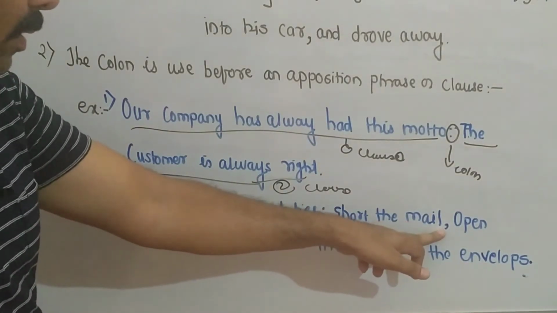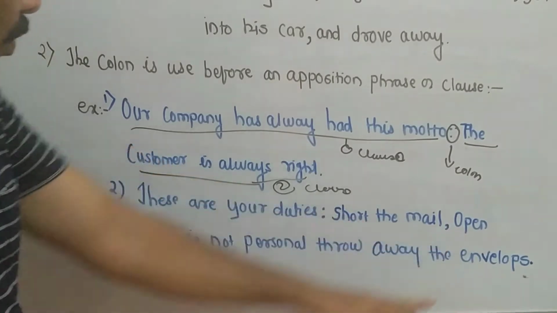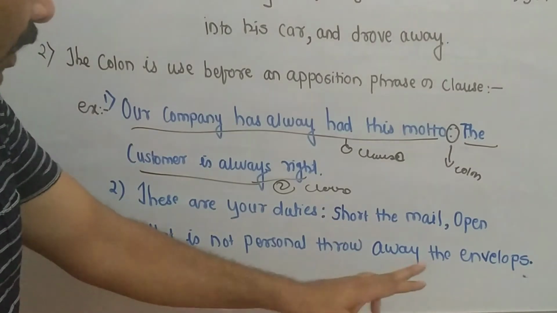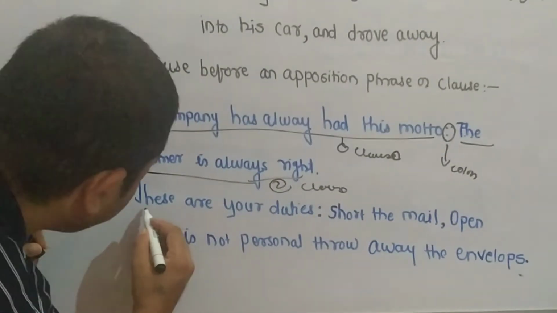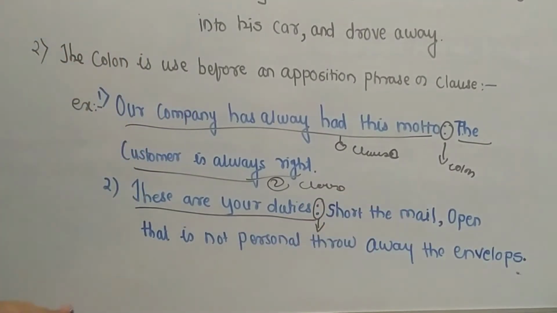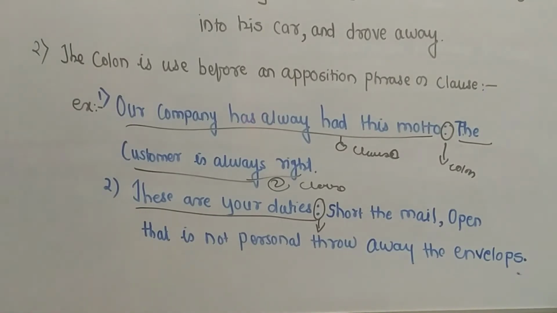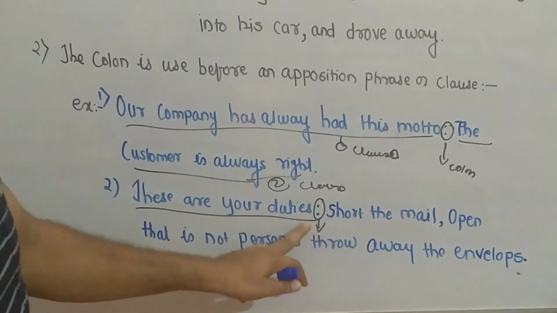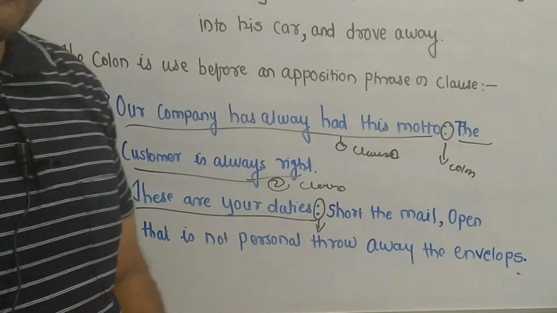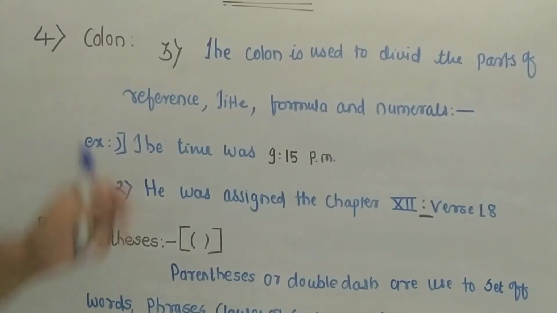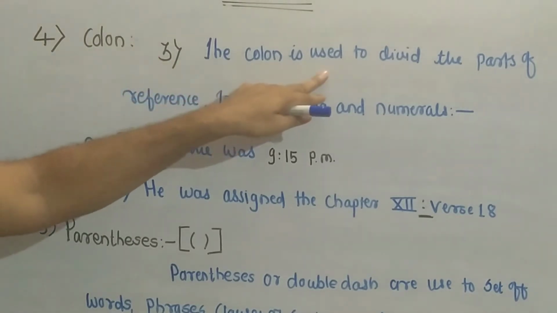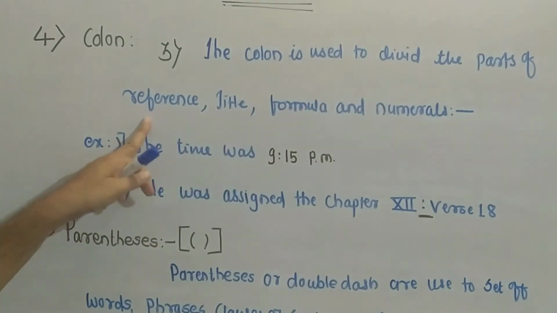Then we give the semicolon. Then open that which is not personal. Throw away the envelope. Now see, these are our duties. Then we use the colon symbol, and then we read our duties one by one. Then we take a slight pause, but here we take the strongest pause, and then we read the remaining part of the sentence.